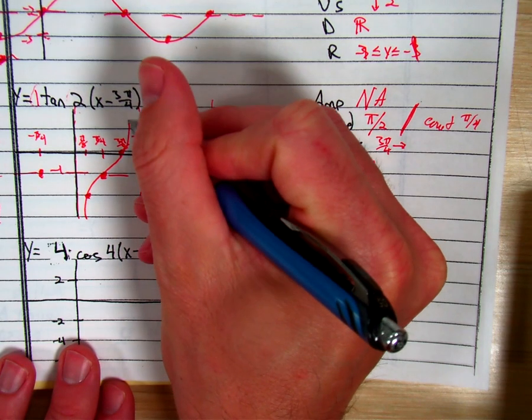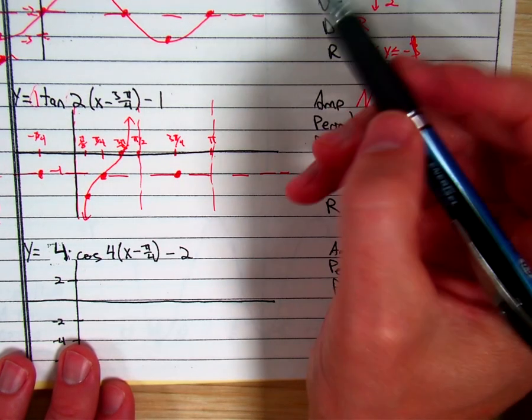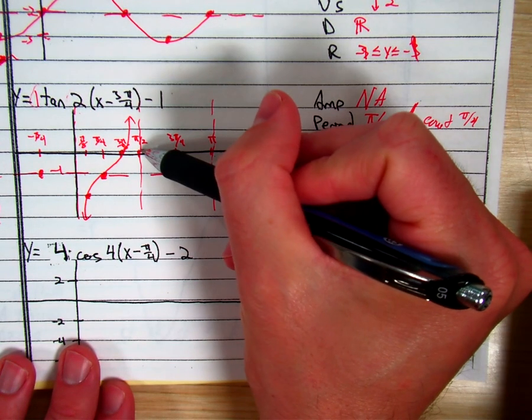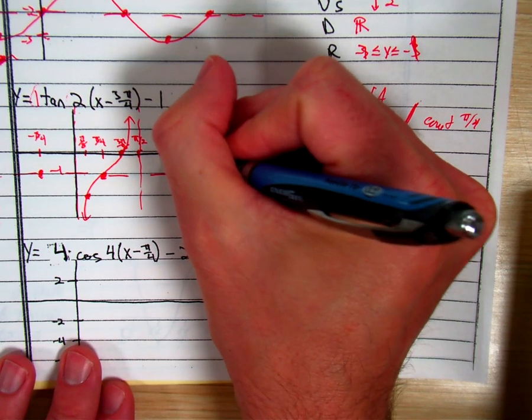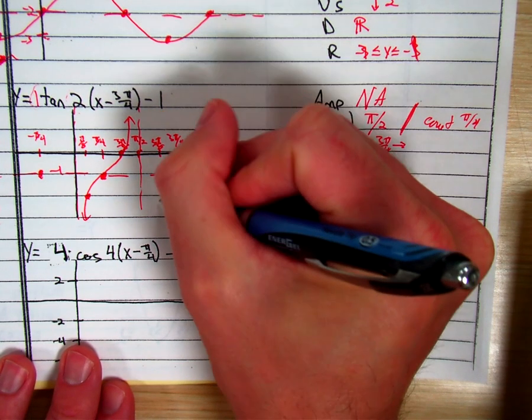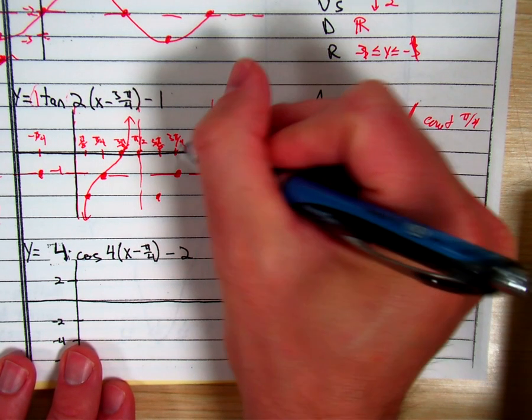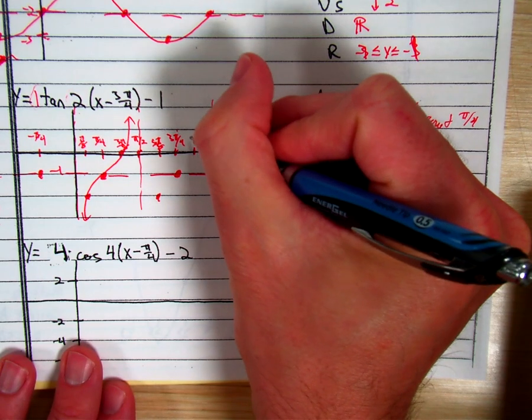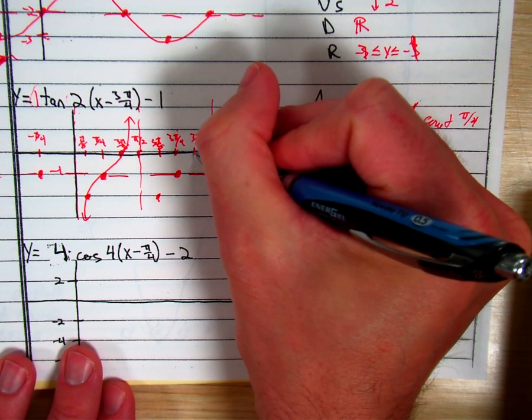And we can do it that way. 4 pi over 8. This one over here is 5 pi over 8. Down 1. 6 pi over 8 would be 3 pi over 4. 7 pi over 8, and we're up 1.